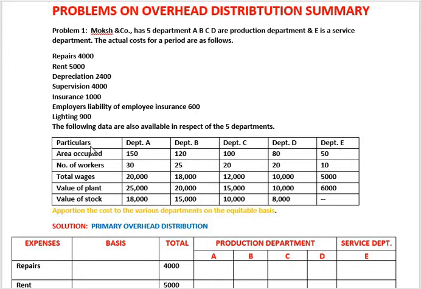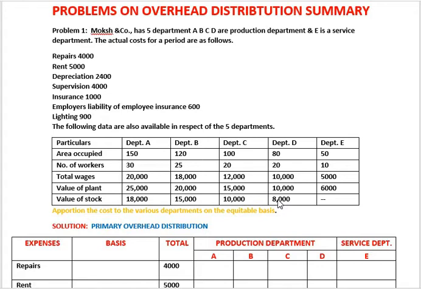So you can say this: area occupied, department A 150, department B 120, department C 100, department D 80, and department E 50. And number of workers 30, 25, 20, 20, 10. Total wages 20, 18, 12, 10, 5. And total plant 25, 20, 15, 10, 6. Stock value 18,000, 15,000, 10,000, 8,000. So these are the information given for the particular company.